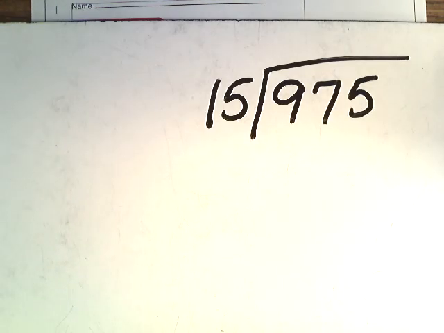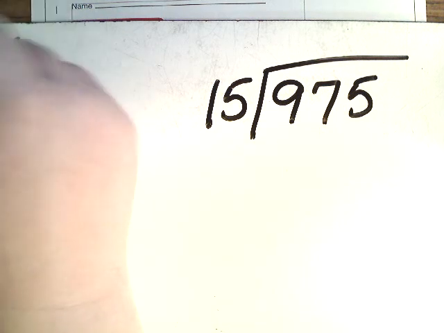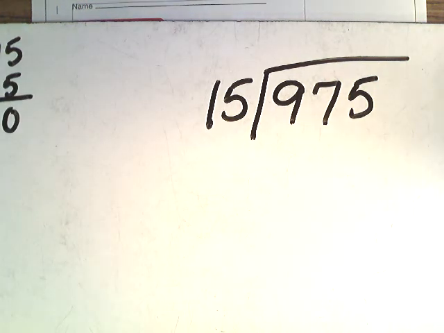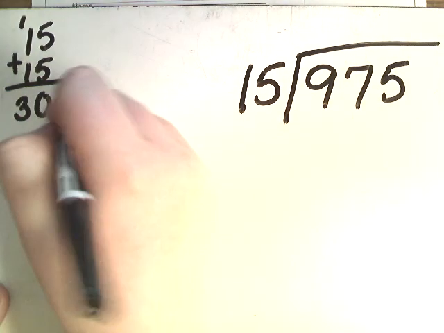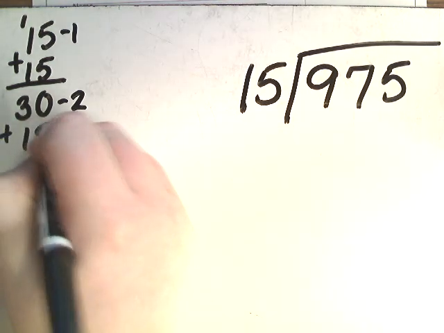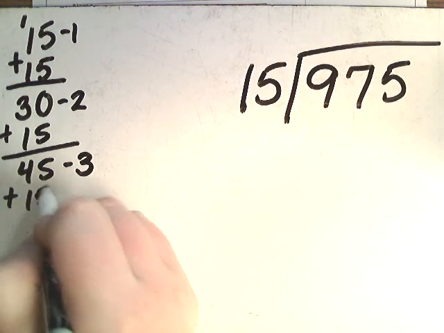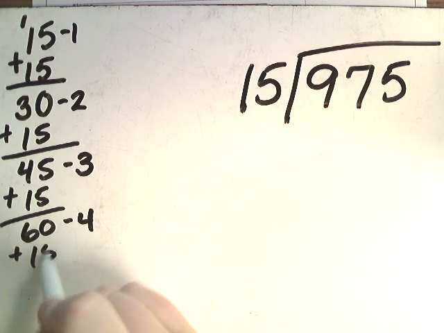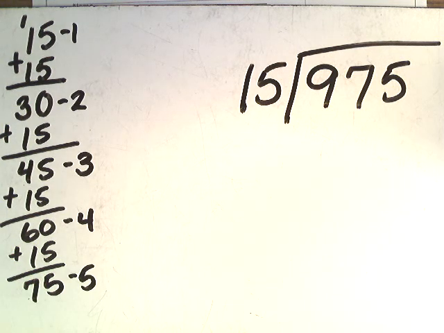975 divided by 15. So I see my 2-digit divisor, and I'm going to start creating a running total, okay? Let me back up a little. There we go. 15 times 2 is 30. 15 times 1 is obviously just 15. Let's add 15 to that again, and we get 45. Add 15 again, and we get 60. Add 15 again, and we get 75. Okay. So that's through 5.